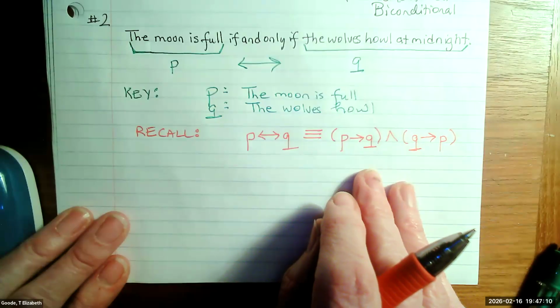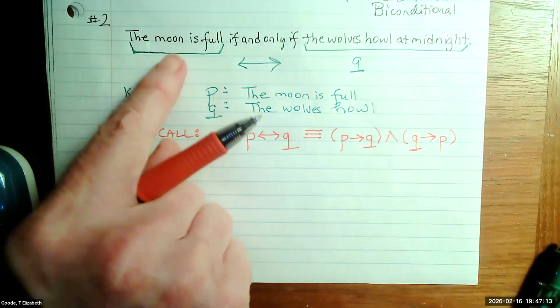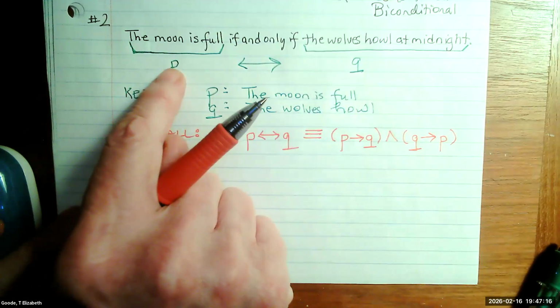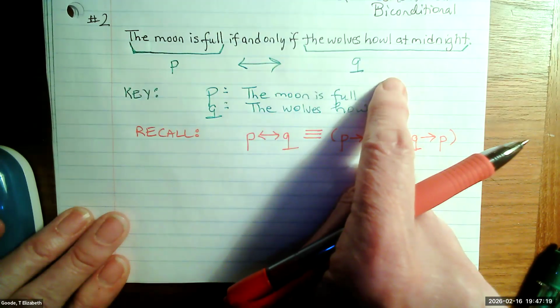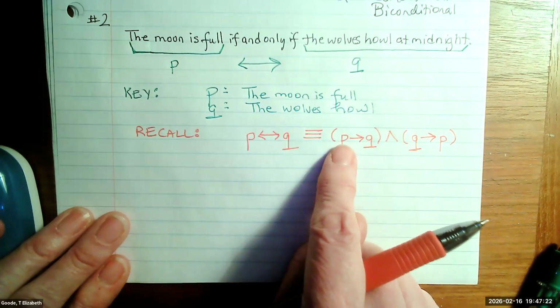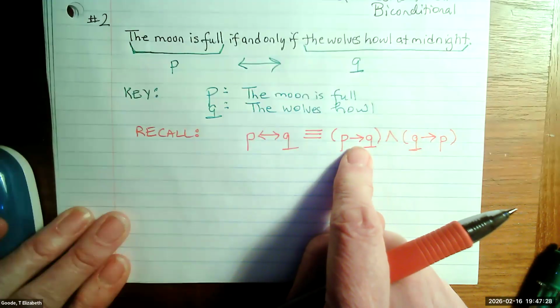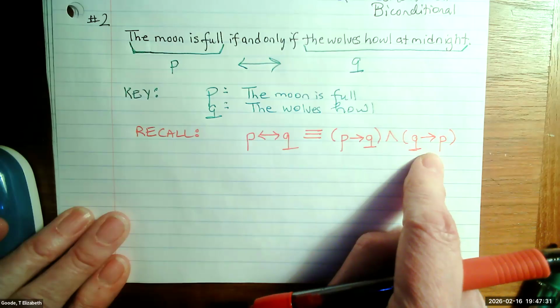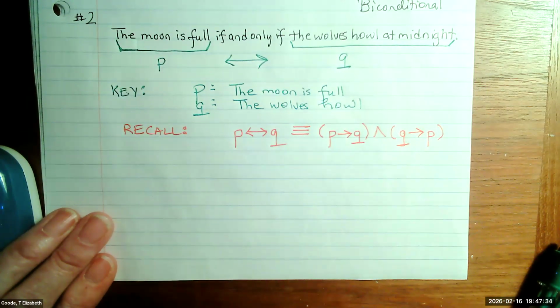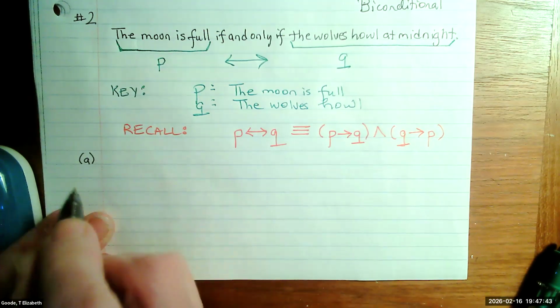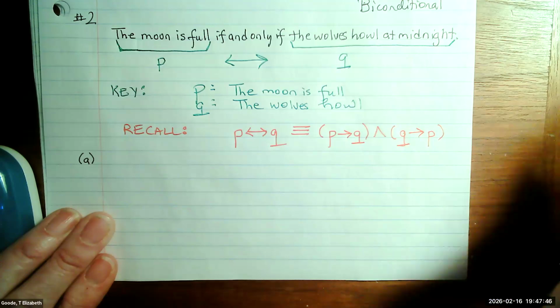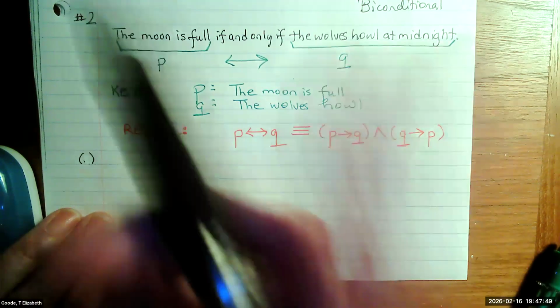Yes. So when we look at each of the statements that we're trying to compare to the biconditional, the moon is full if and only if the wolves howl at midnight, we can parse them out and see if they can be parsed to give us P implies Q and also give us the converse, Q implies P. I'll do one for you. Okay, A. No, I won't do A because you should be able to do A on your own. Let's do B.